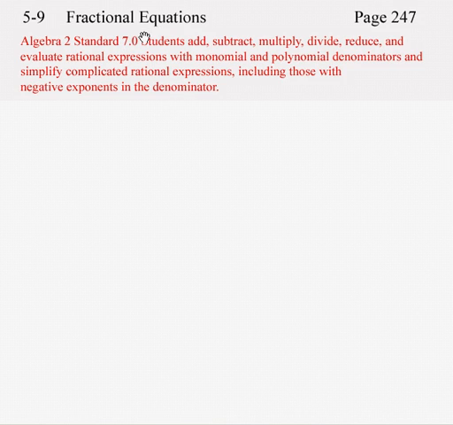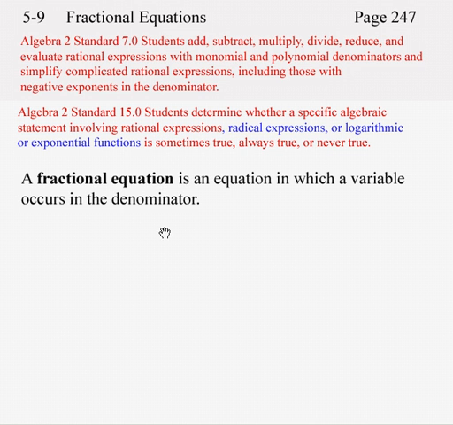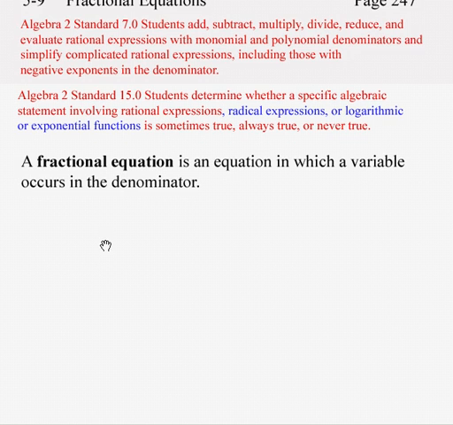Chapter 5, Section 9, we're going to finish off the chapter looking at fractional equations. We are also finishing off Algebra 2 Standard 7 and going a little further with Standard 15, solving rational expressions to see when they're always true, sometimes true, never true. What is a fractional equation?